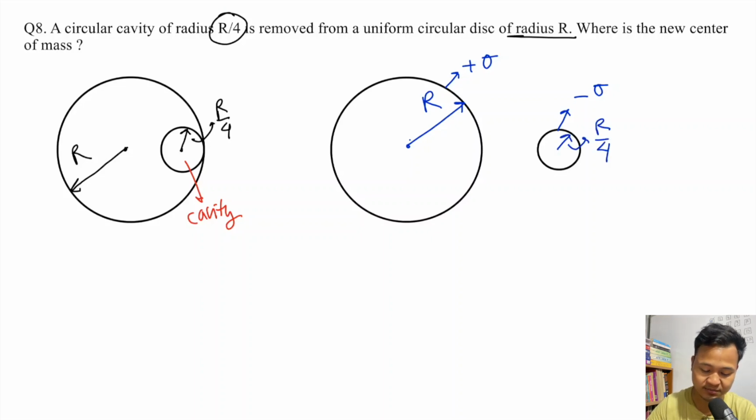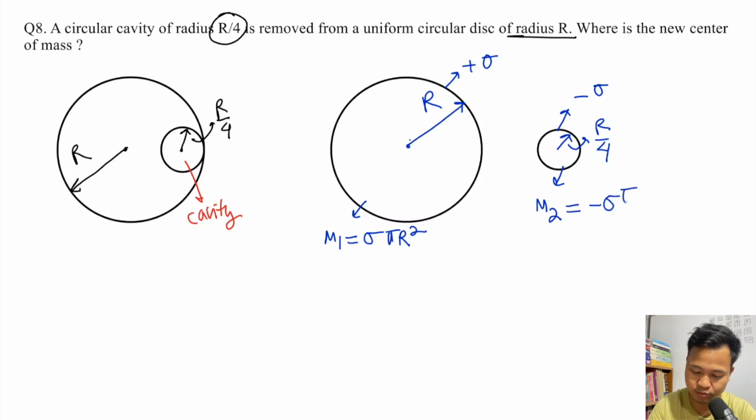So what is m1 here? Sigma into area, so sigma into pi r square. And m2 is equal to minus sigma into pi r square divided by 16. Okay, 4 square is 16.